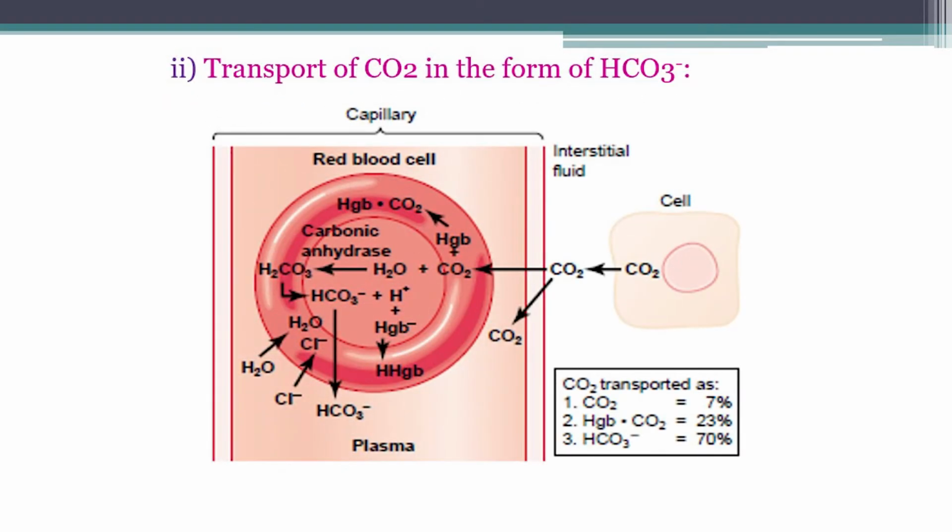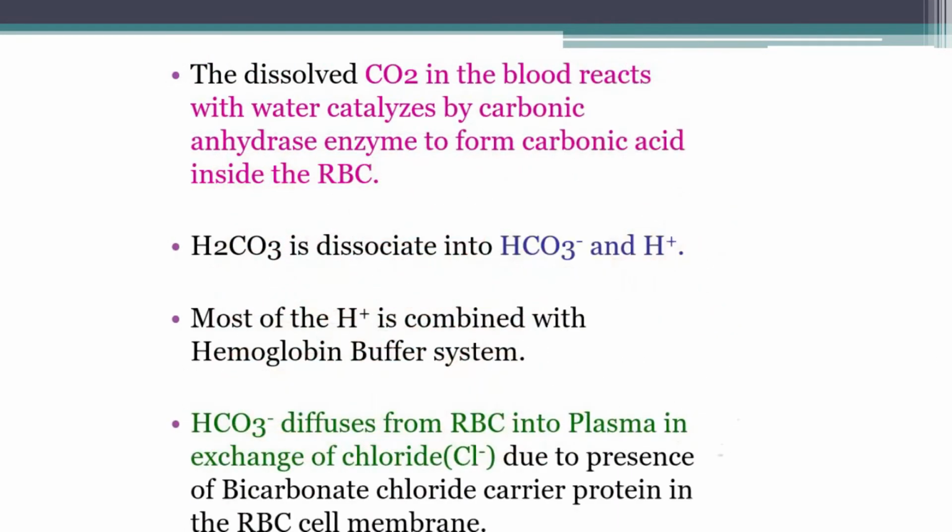Transport of carbon dioxide in the bicarbonate form. The dissolved carbon dioxide formed by metabolism enters the RBC of the blood and reacts with water and forms carbonic acid under the influence of the carbonic anhydrase enzyme. Carbonic acid then dissociates into hydrogen ion and bicarbonate ion. Hydrogen ion is combined by the hemoglobin buffer system, and bicarbonate ion enters into the plasma in exchange for chloride ion by the bicarbonate chloride carrier protein. This is called the chloride shift mechanism.